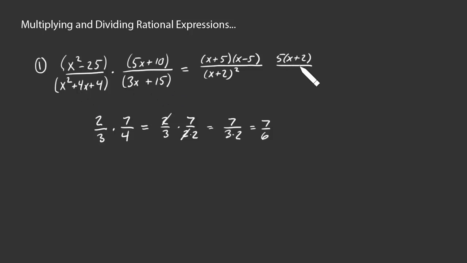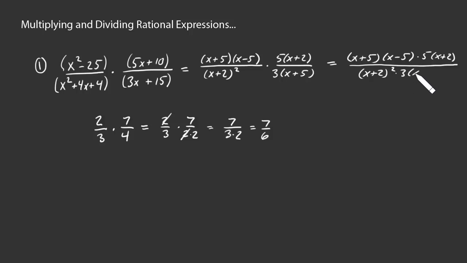Factor this second denominator. Looks like, again, there's a common monomial of 3 that I can pull out. We have a 3 times an x plus 5. You're multiplying all those things together. If we wanted to, there's no reason to write it, but if we wanted to, we could write it out like this, as a single fraction. But then the very next thing you're going to do is cancel anything common, right? So do that back here. Don't worry about writing this a second time.